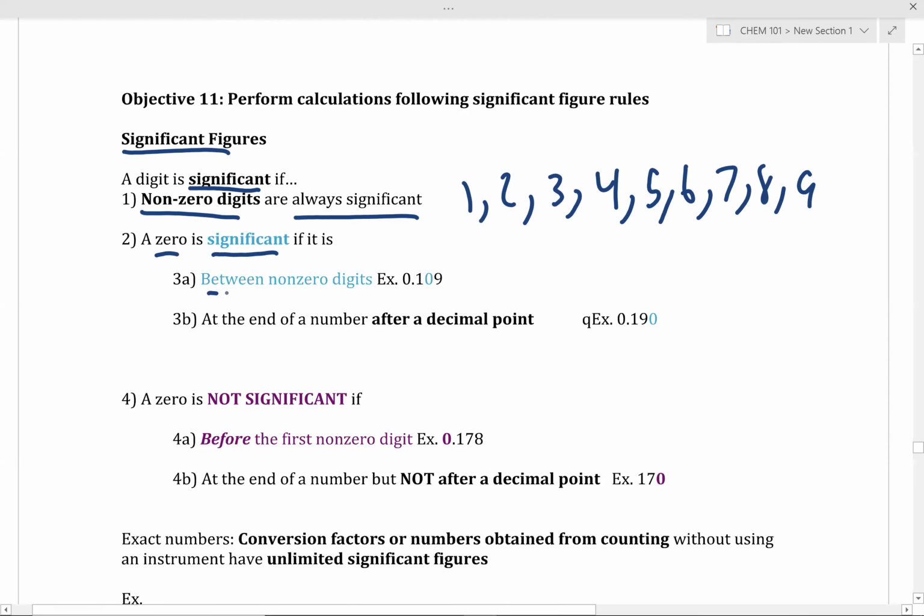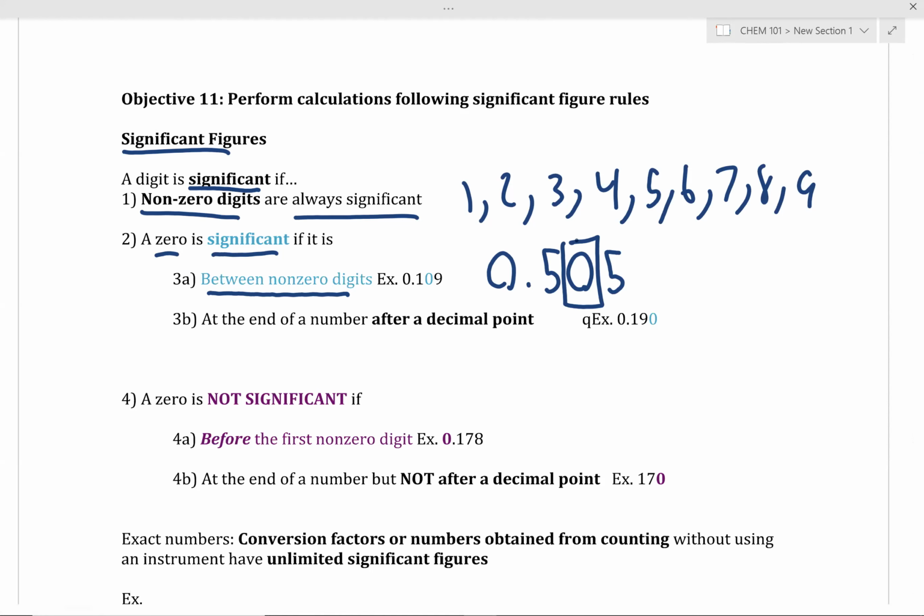First, if it's between non-zero digits, for example, 0.505. So if we look at this 0, is it between non-zero digits? Yes. Ergo, it is significant. Okay? So we'd say that this has 3 sig figs. We'll talk about why 3 sig figs in a moment.